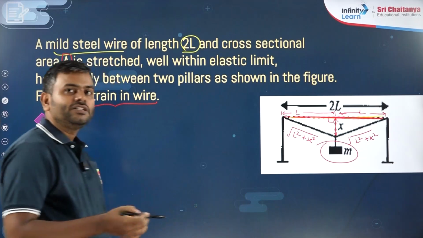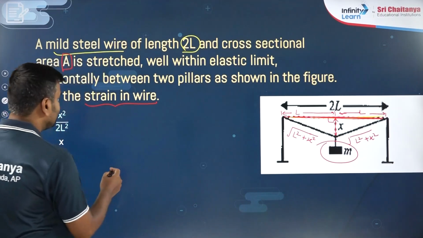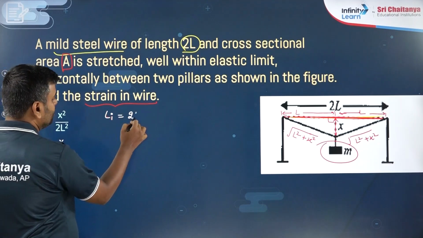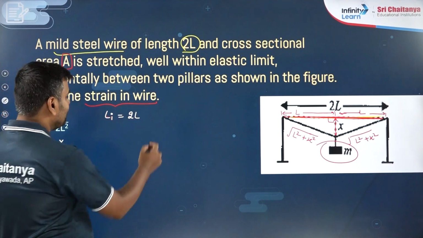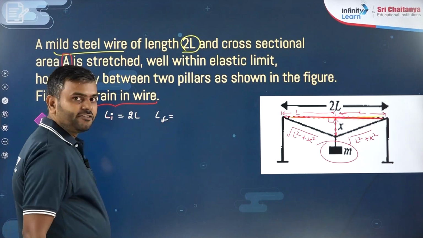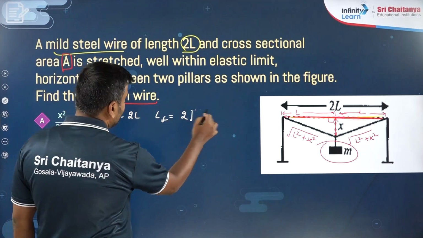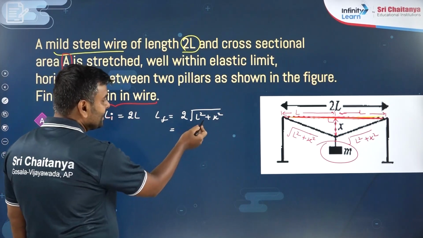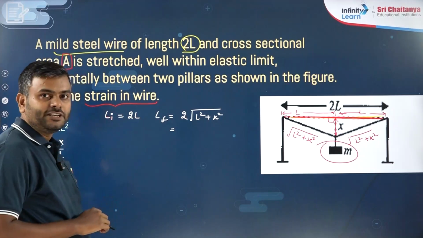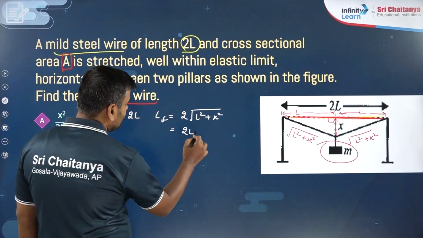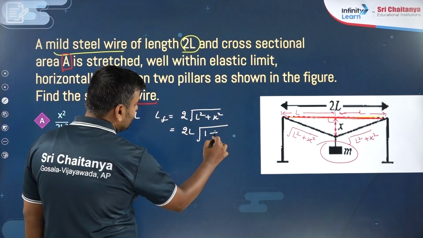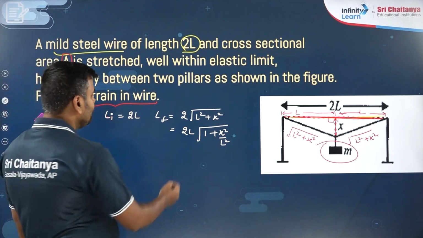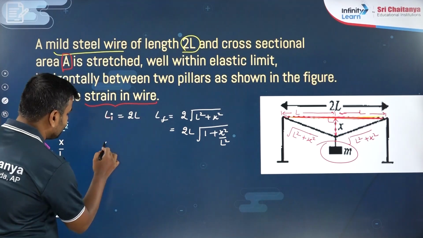What is the initial length of the wire we had? The total length was 2L. Finally, what is the length we have? The final length will be equal to 2 times under root L square plus X square. We can also take this L square outside the root, and write it as 2L under root 1 plus X square by L square. Can we write that? Yes, we can. So now we will first calculate the change.